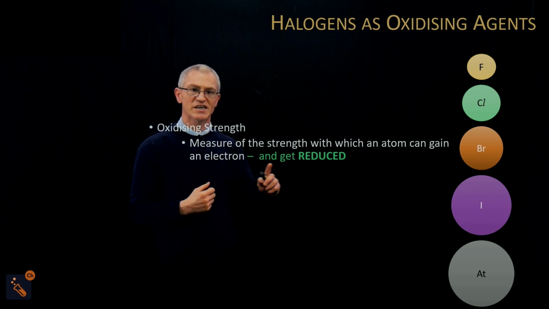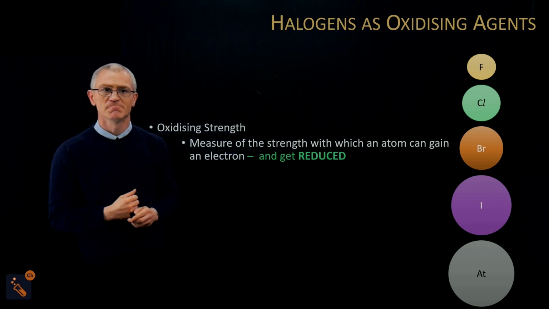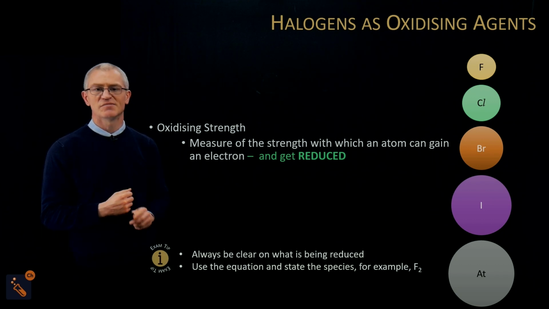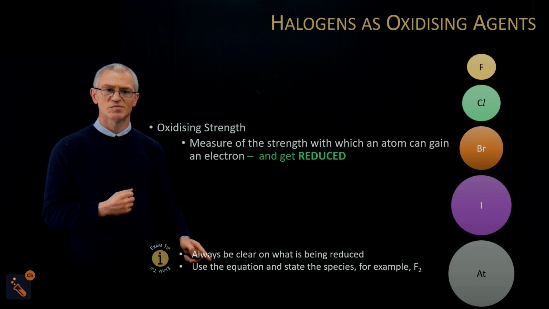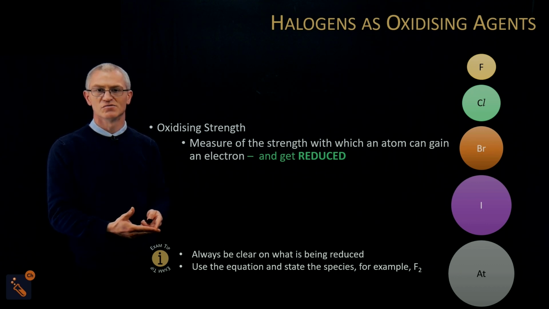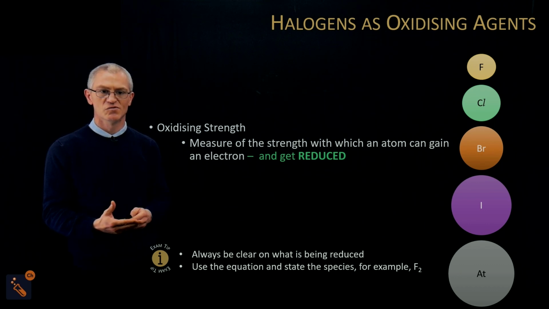And therefore, it would get reduced. Okay. So when you come across these questions, it's really important, and this is our exam tip, that you're always clear on what is being reduced. Use the equation, state the species, for example. There is a difference between F- and F2. So be careful what you're doing.